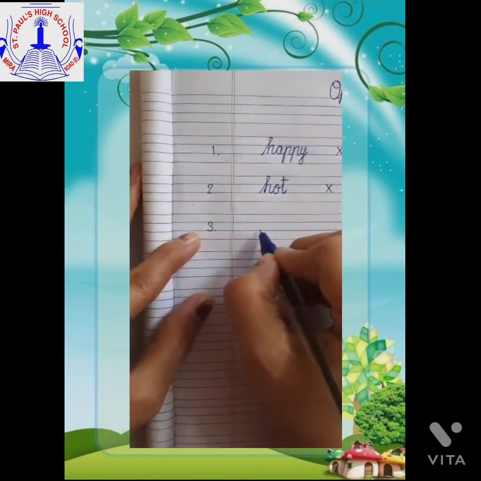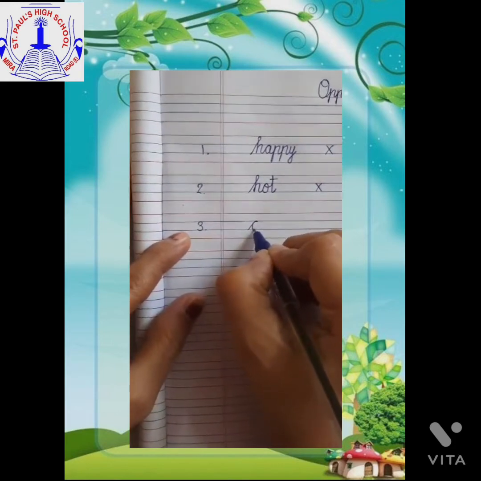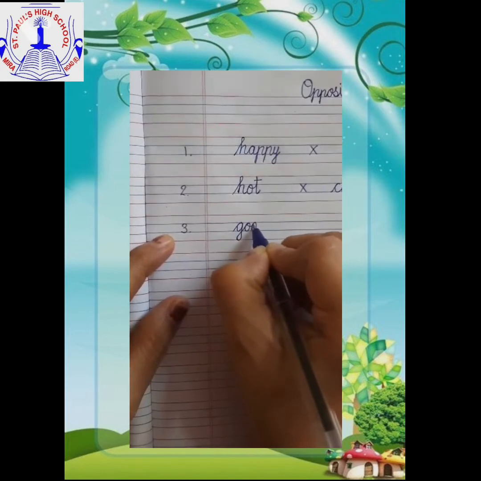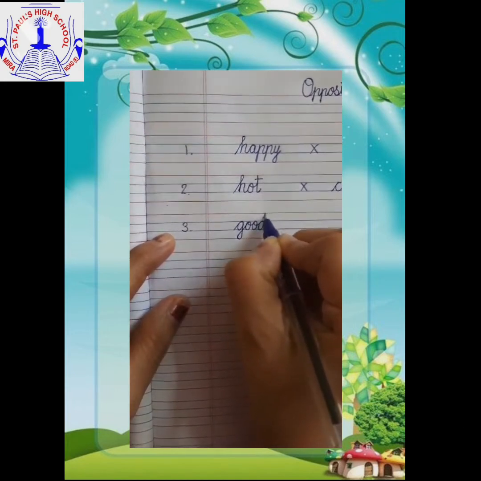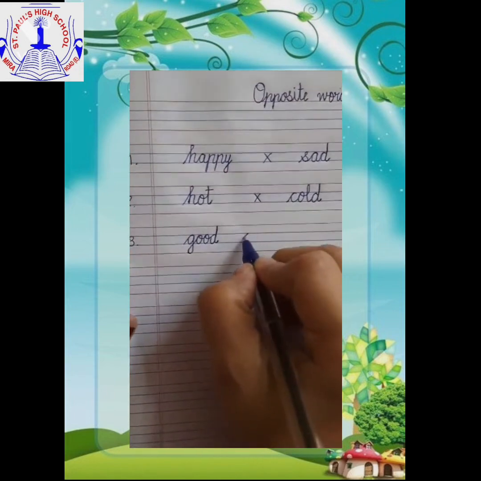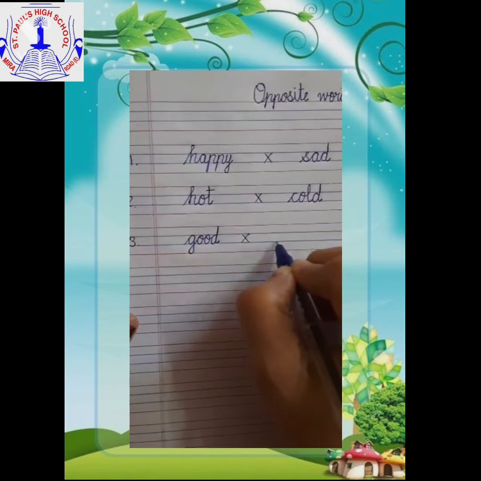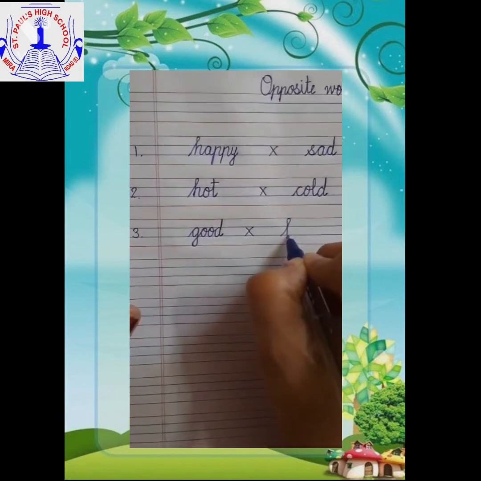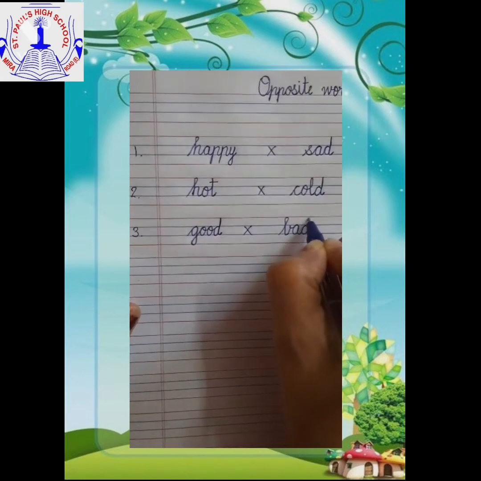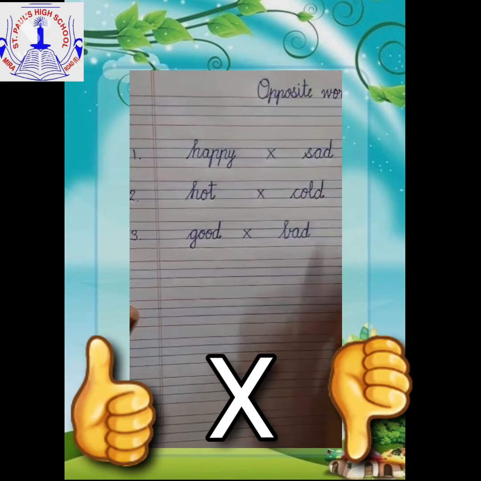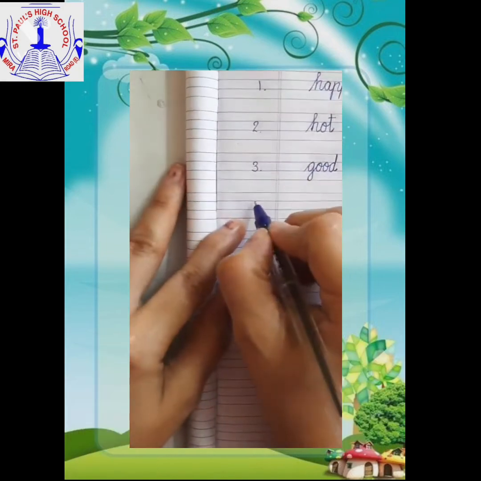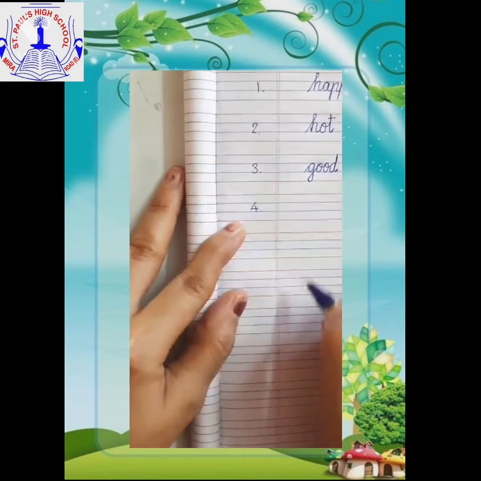The next word is small cursive G joining with O, O, D. G-O-O-D, good. And the opposite of good is bad. Put a small cross mark and write the word bad. Small cursive B joining with A and D. B-A-D, bad. The opposite of good is bad. Come to the next line and write number 4 in the margin.